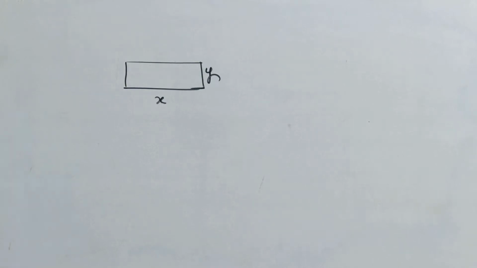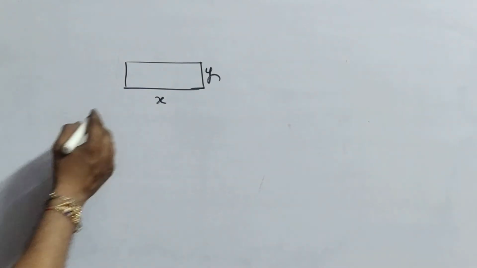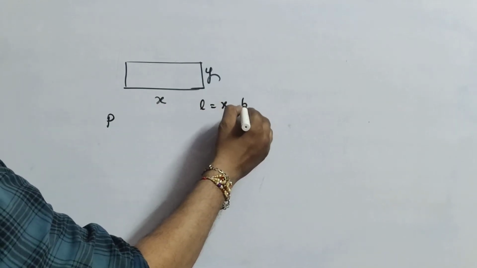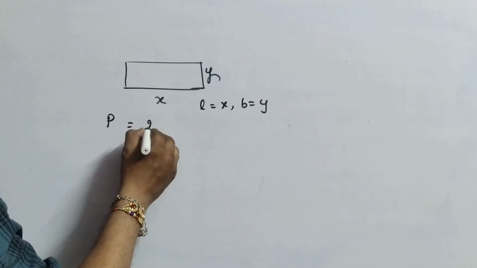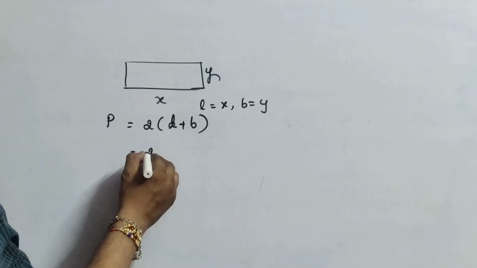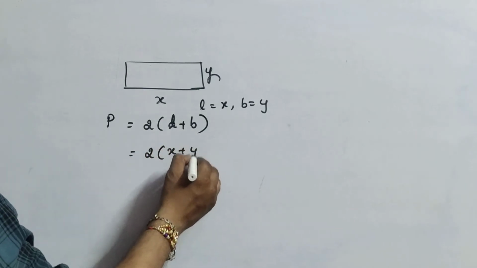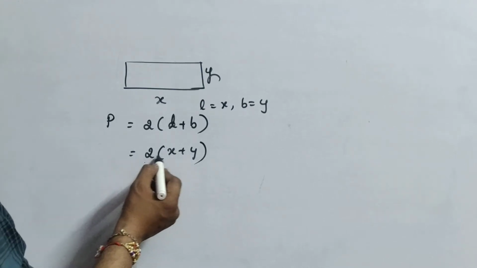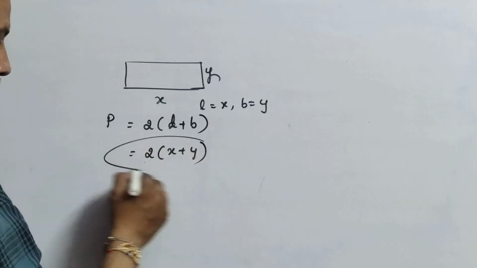And what has he given? Perimeter of a rectangle. We have taken length as x, breadth as y. Do you know the perimeter of a rectangle formula? 2 into l plus b, that means 2 of x plus y. Is it clear? And how much is given, do you know that? It is given that 36, right? 2 of x plus y is the actual perimeter.